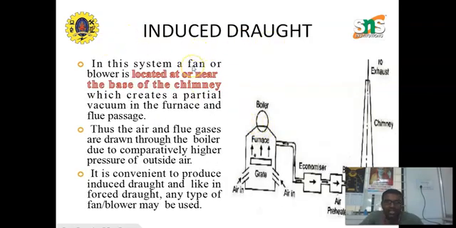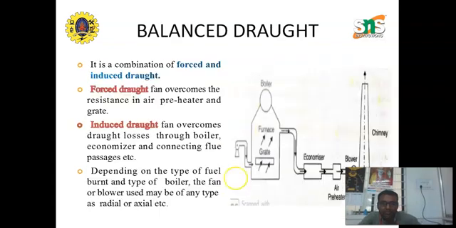The next one is the induced draught. In this system, a fan or blower is located at or near the base of the chimney, as shown in the figure, which creates a partial vacuum in the furnace and flue passage. Thus, the air and flue gases are drawn through the boiler due to the comparatively higher pressure of outside air. It is convenient to produce induced draught, and as in forced draught, any type of fan or blower can be used.